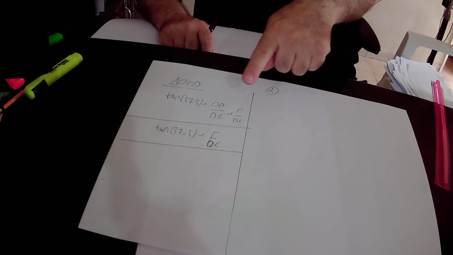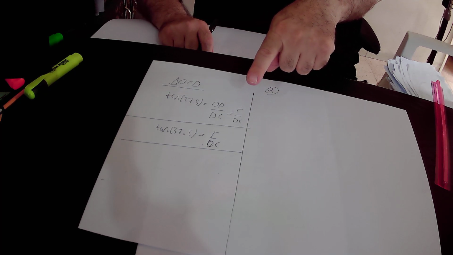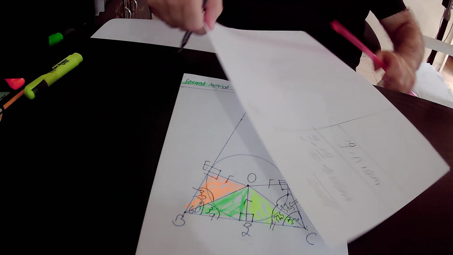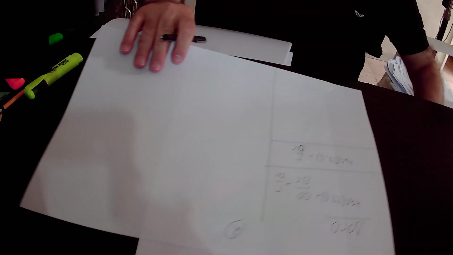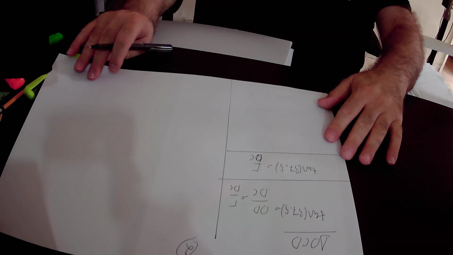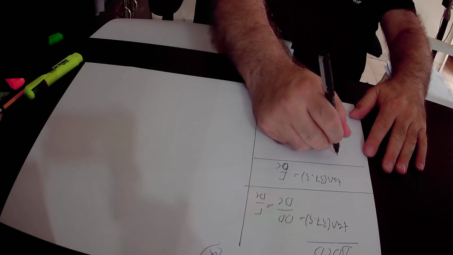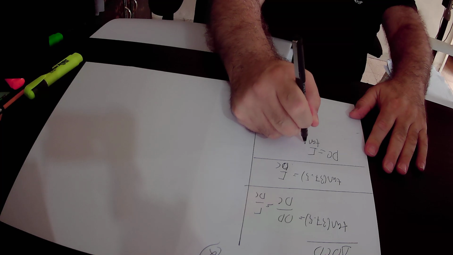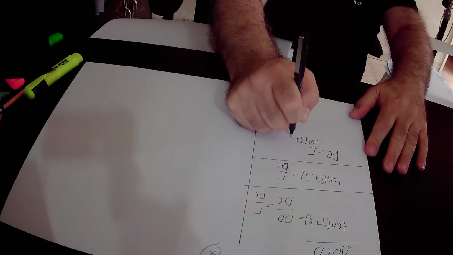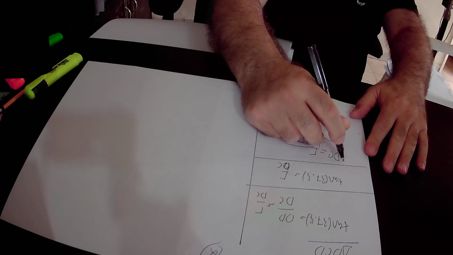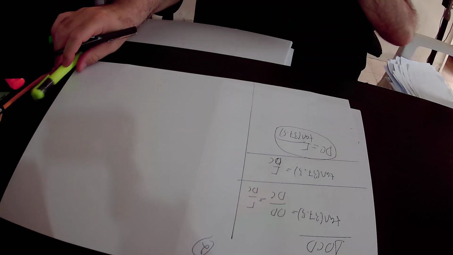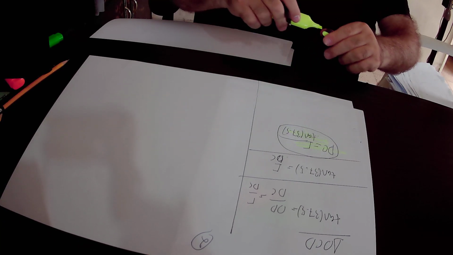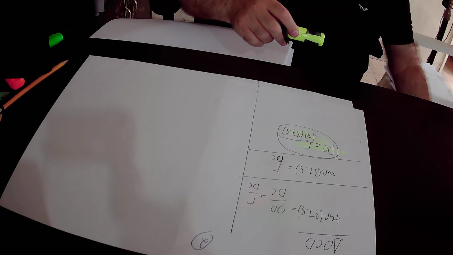We will multiply this equation by DC and then divide it by tangent 37.5 degrees, and we will get that DC is equal to R over tangent 37.5 degrees. Okay. So we actually found out the values of DC and the value of BD.